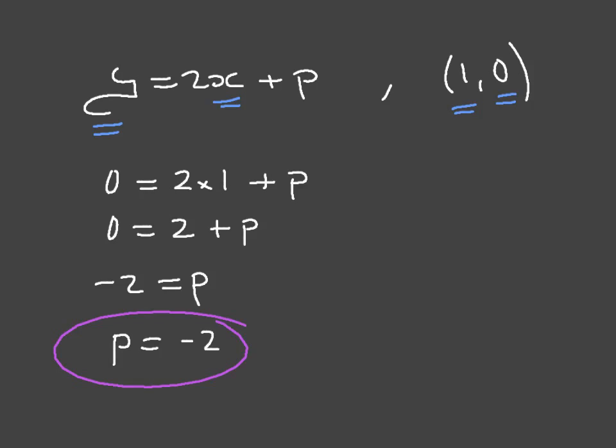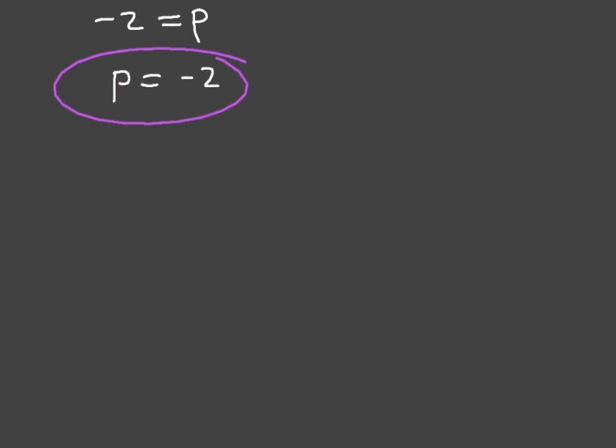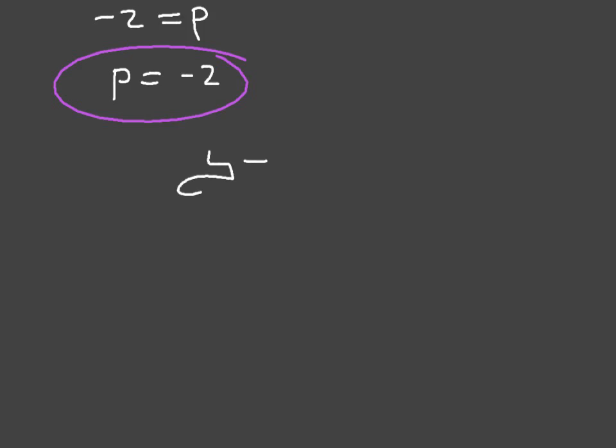And so we've got the y-intercept, and now we can write this tangent's full equation. We can go ahead and say that this tangent's equation is y is equal to 2x minus 2. And we can box that result again. That's our final answer.